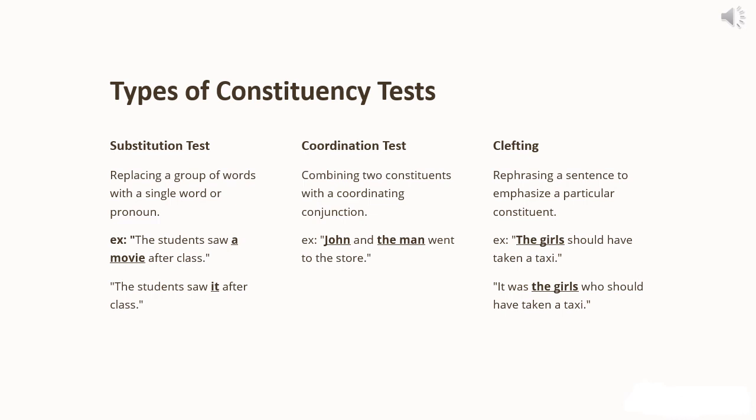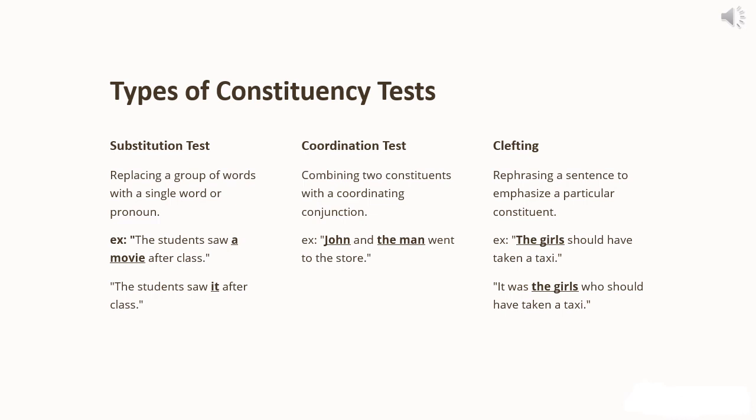The last type we're gonna talk about in this video is clifting. There are actually a lot of types of clifting, but now we're gonna talk about the easy one. Clifting is rephrasing a sentence to emphasize a particular constituent. Like in our example here, the girls should have taken a taxi.